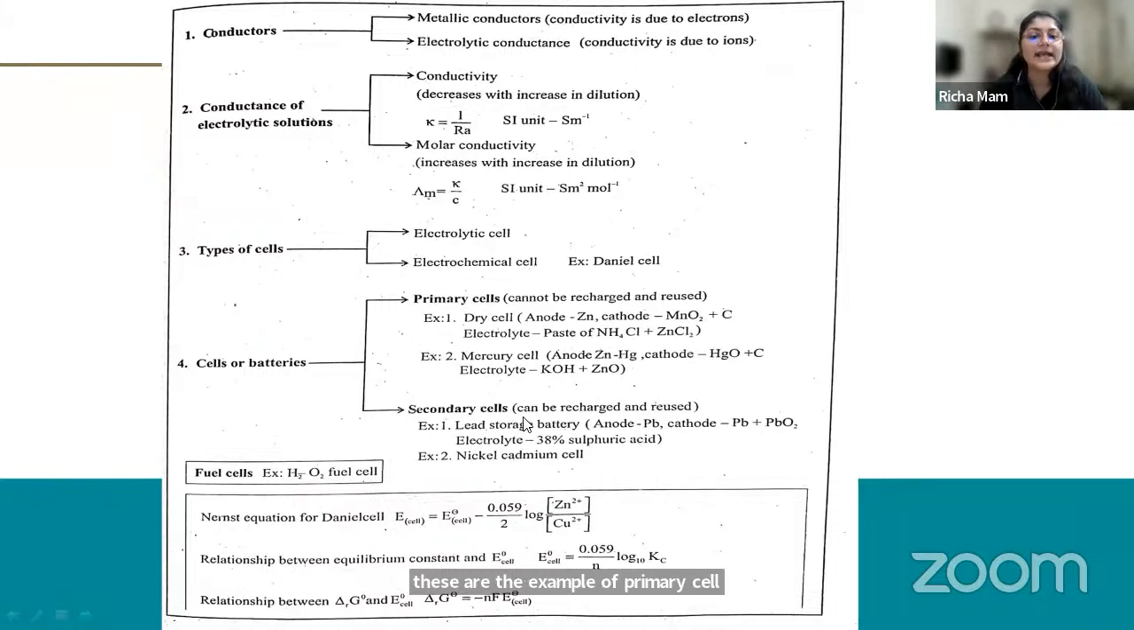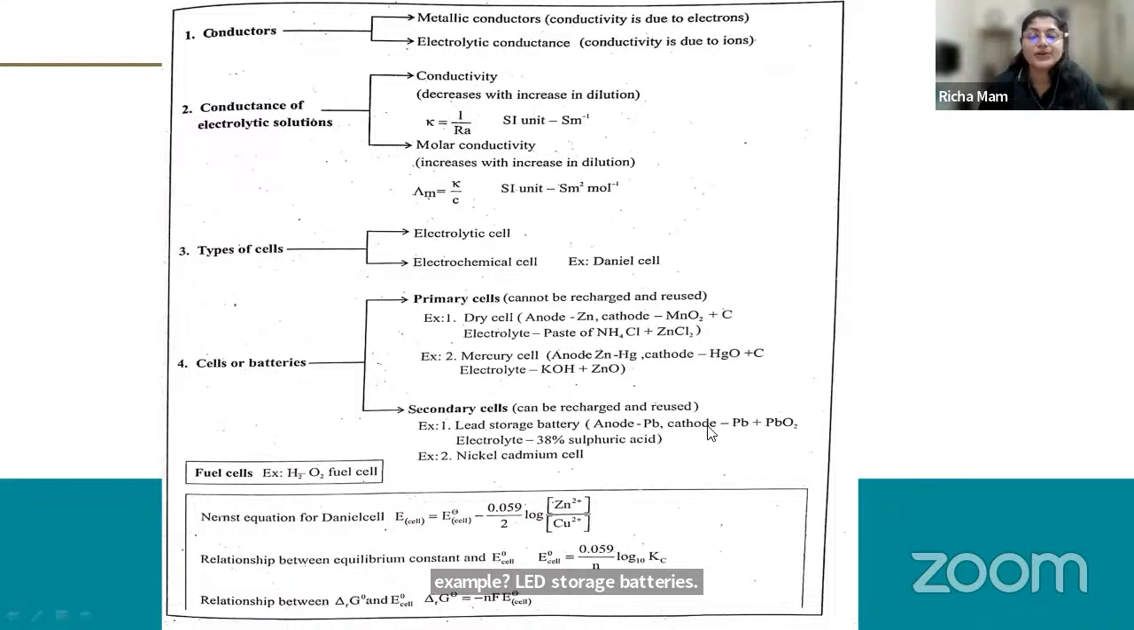Then next is secondary cells. What are secondary cells? Secondary cells can be recharged and reused. Once the battery gets discharged, what can you do? You can charge them and you can again reuse them. So these batteries can be reused. What is the example? The lead storage battery.